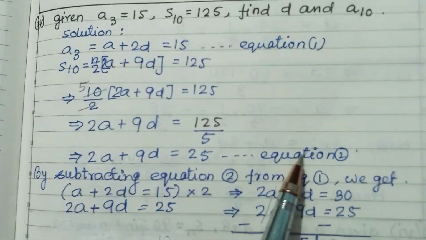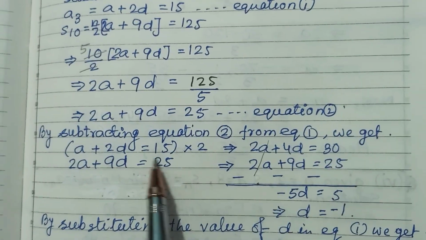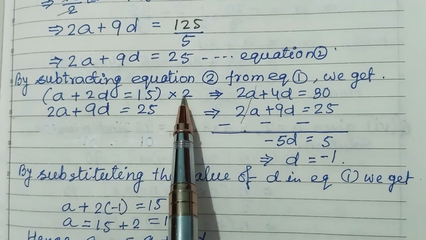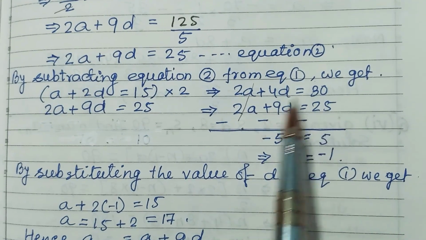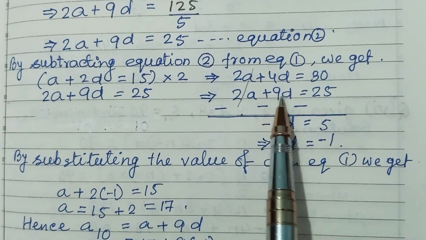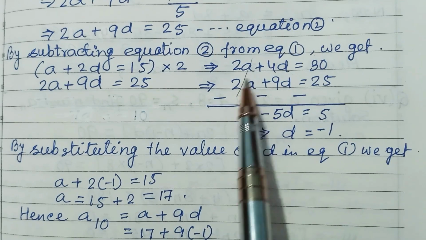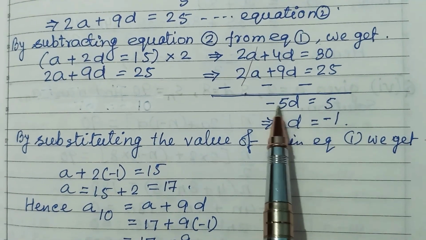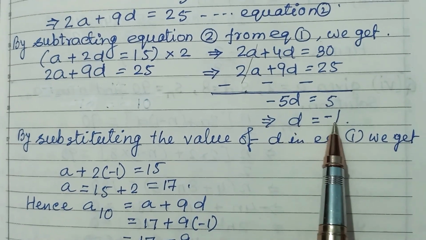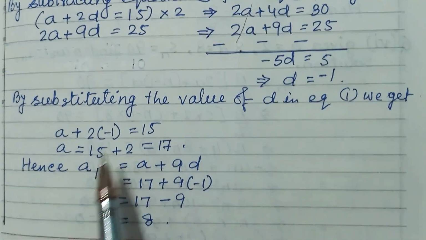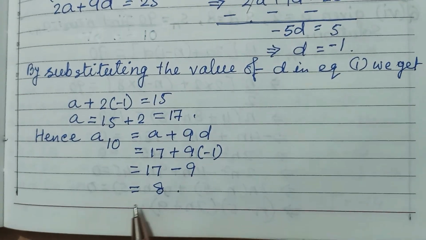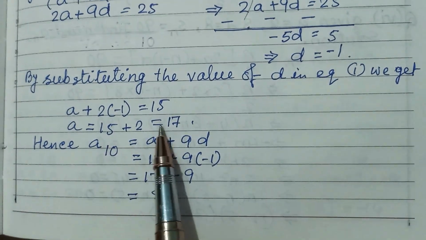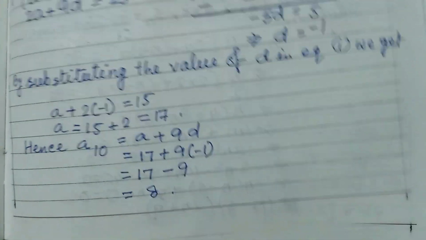Now solve the first and second equations by any method you can follow. I have done it by the elimination method. By multiplying the first equation by 2, it is coming 2a plus 4d is equal to 30, and this one is 2a plus 9d is equal to 25. Eliminate a, so minus 5d is equal to 5, d is equal to minus 1. Now substituting this value in equation 1 we get a10 is equal to 8 and a is equal to 17. Okay.